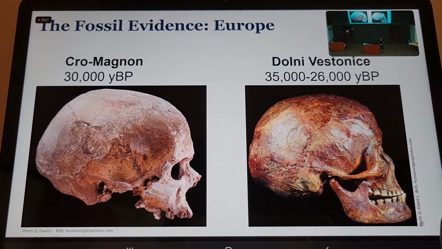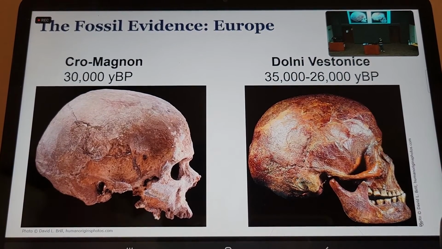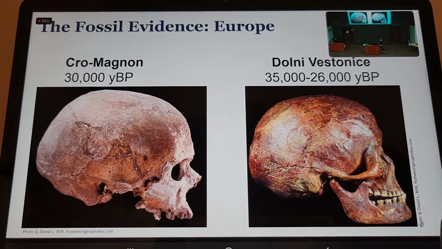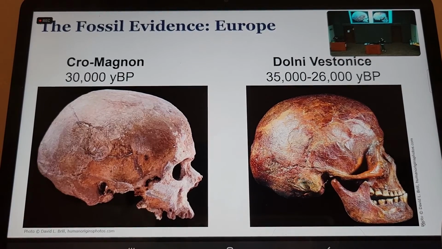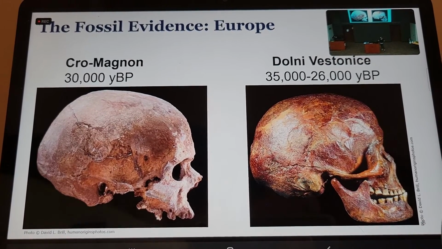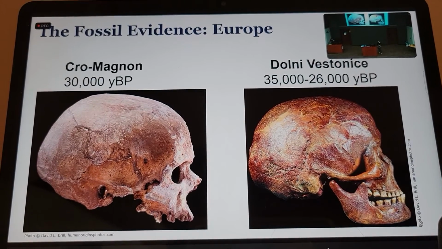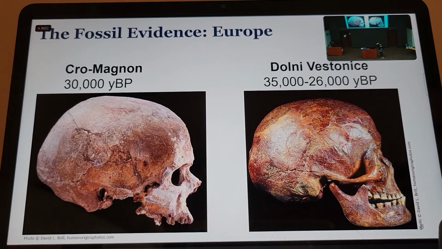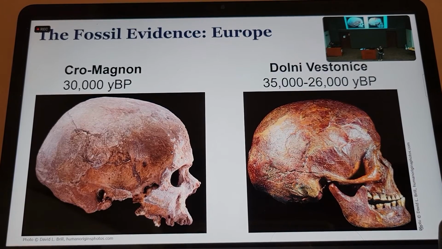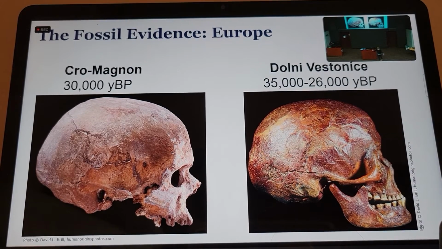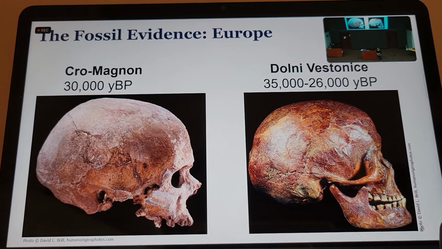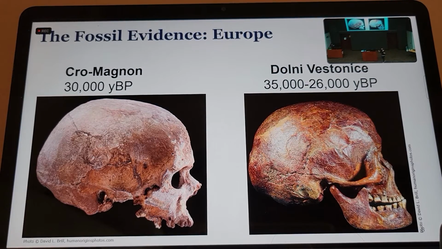We have evidence from Europe. We have Cro-Magnon from France, Dolní Věstonice, 35,000, 26,000 years before present. And, you know, I could put the Dolní cranium up against any anatomically modern human from an archaeological context, and you wouldn't be able to tell the difference. Very, very modern in the morphological appearance.